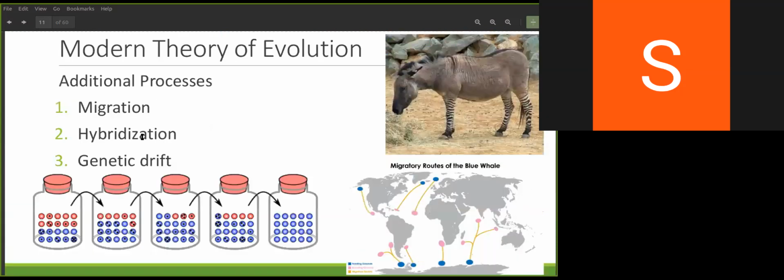Hybridization means when two species are not that closely related, but are close enough to reproduce. Thanks to that, they can come up with a new organism that maybe will be able to reproduce and be a new species.